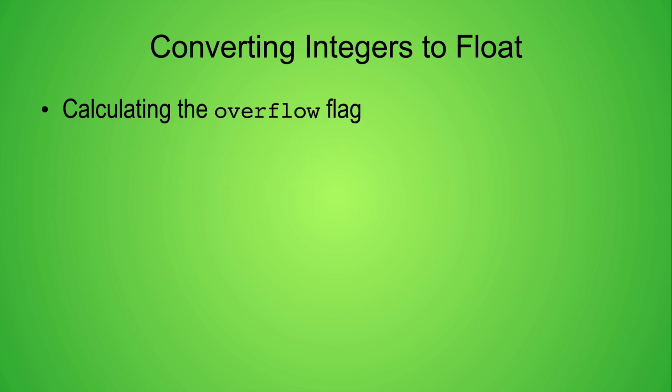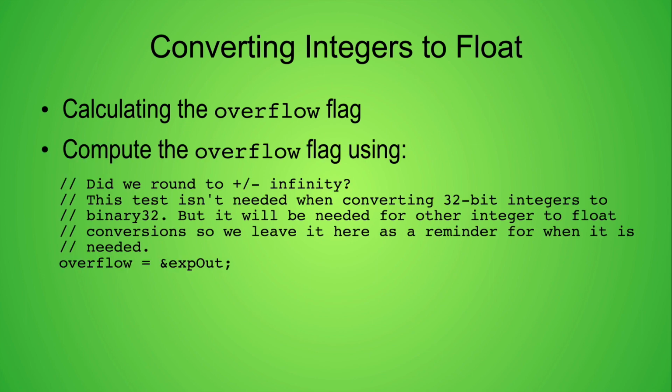Computing the value of the overflow flag is just as easy. For the conversion of integers to floating point values, we will only get an overflow if the integer input is too big to be represented in our selected binary floating point format. When this happens, the floating point output value will either be positive or negative infinity. If the output is infinite, then the exponent field of the floating point number will have all of its bits set to 1, and we can compute the overflow flag using the following. For this code, please take note of the comments.